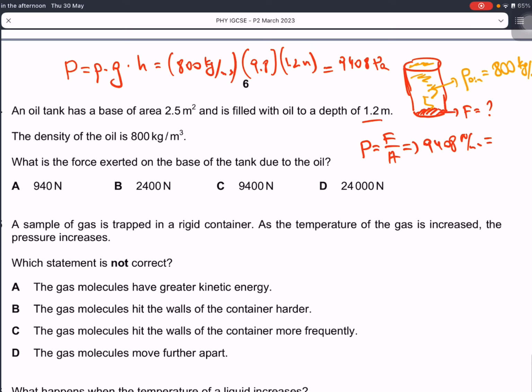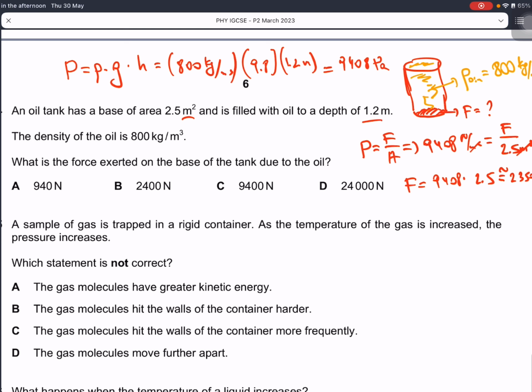Again, I'm doing the same mistake. Okay, the force, that's the question, yeah? Area 2.5 meters squared. So simply force is going to be 9408 times 2.5, and meter squared cancels, yeah? Now see, we should be careful, Pascal is always per meter squared. Now, this value times 2.5, you will get very close to 23,500. So 23,500 newtons basically, yeah?